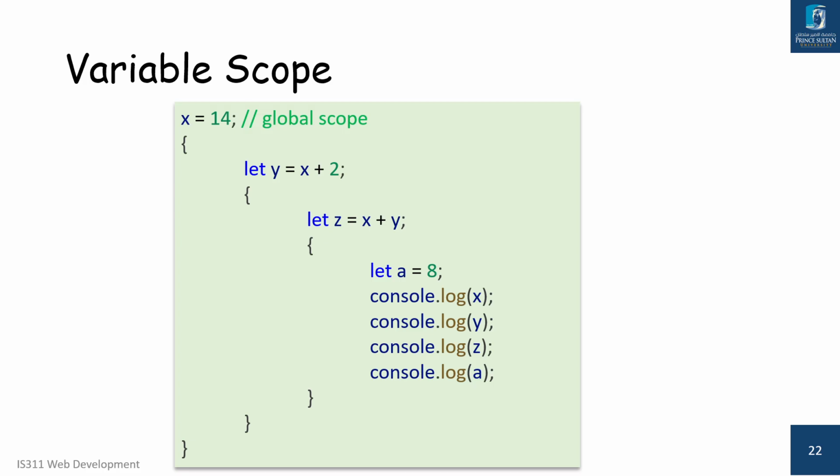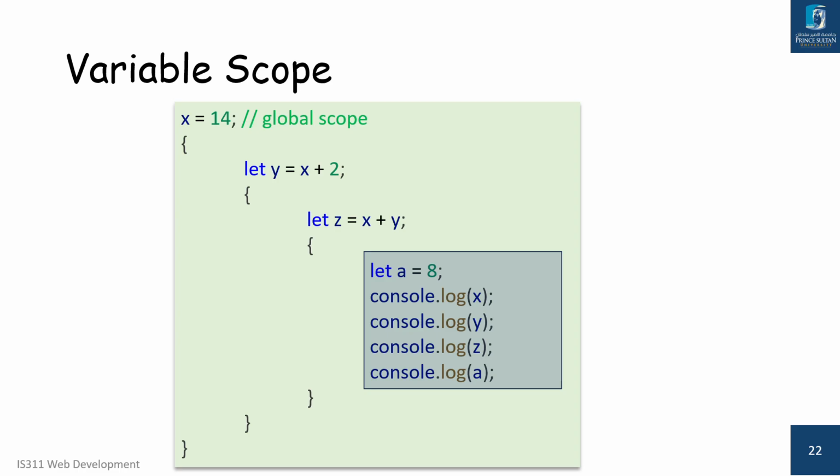So how does JavaScript resolve the scope? For example, here we are trying to console log let a is equal to 8, and console log x, console log y, console log z, console log a. So what will it do? It will start looking at the current scope, in the current block. Do we have a variable named x, or variable named y or z or a? We have a, so it's okay. It will print the value of 8. But x, y, z do not exist in this one.